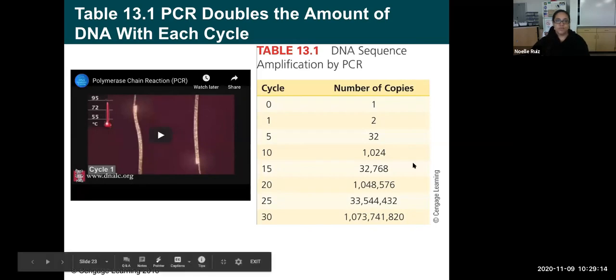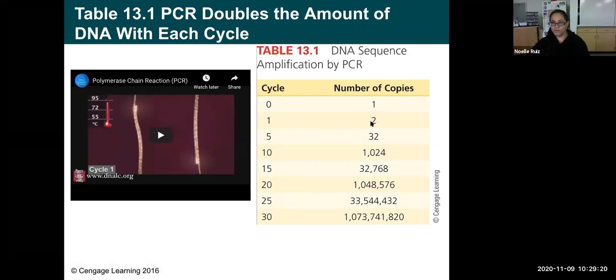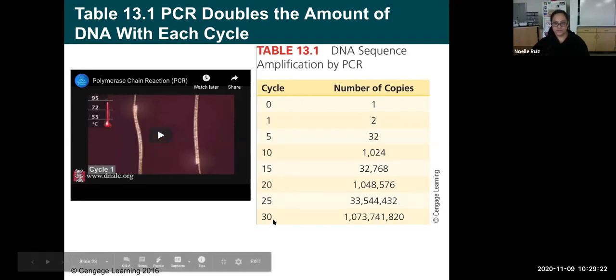So each PCR doubles the amount of DNA with each cycle. 1 goes to 2, 2 goes to 4, 4 goes to 8, and so on. So after 30 cycles, there's almost a million copies, over a million copies.